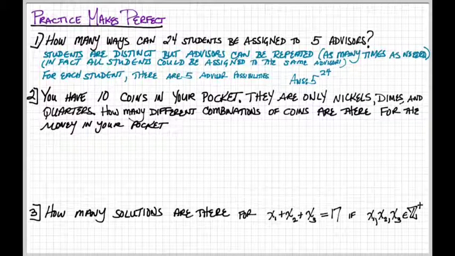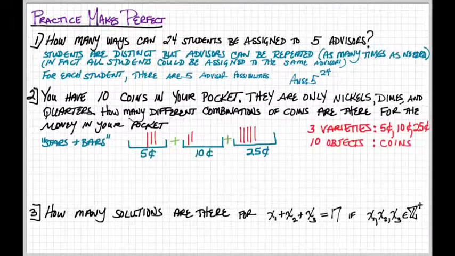Problem 2. You have 10 coins in your pocket. They're only nickels, dimes, and quarters. How many different combinations of coins are there for the money in your pocket? This is another one of those stars and bars examples where the varieties represent the denominations of the coins: 5 cents, 10 cents, 25 cents.